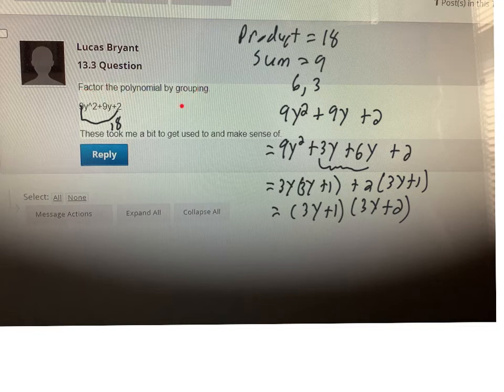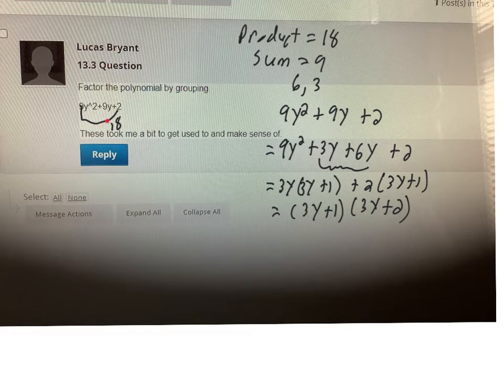You want to use a particular technique. I usually use trial and error, but here we have grouping. So you have 9y squared plus 9y plus 2. This grouping technique is kind of helpful sometimes when the leading coefficient's not 1. In this case, it's 9.